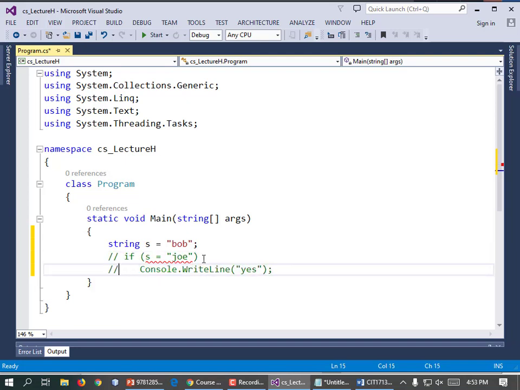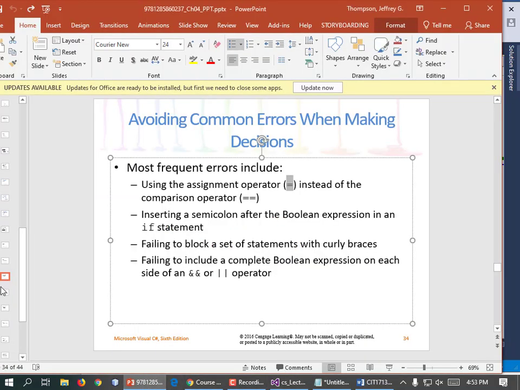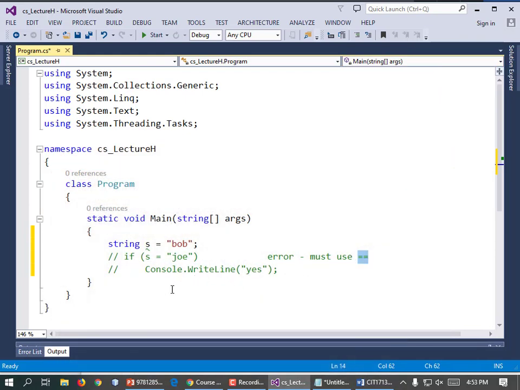Comment that out because that was clearly an error. Can't use the assignment operator, you have to use the equality operator. Next error: inserting a semicolon after the Boolean expression in an if statement. When you take the Chapter 4 quiz, I've already warned you about that, but it has several questions along those lines.